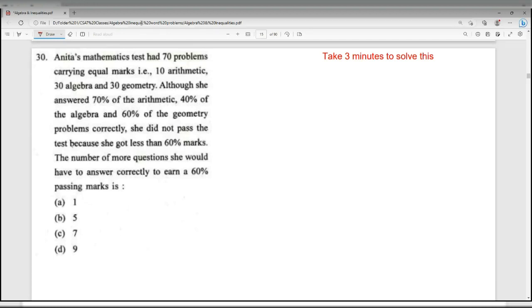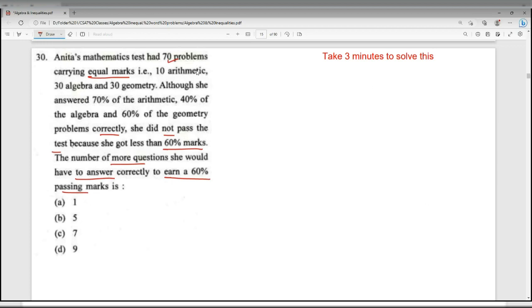They're saying that Anita's mathematics test had 70 problems carrying equal marks. There were 10 arithmetic, 30 algebra, and 30 geometry questions: 10, 30, 30, that is 70. Although she answered 70% of the arithmetic, 40% of the algebra, and 60% of the geometry problems correctly, she did not pass the test because she got less than 60% marks. How many more questions would she have to answer correctly to earn the 60% passing marks? Each question here is of equal marks, and the total number of questions is 70.